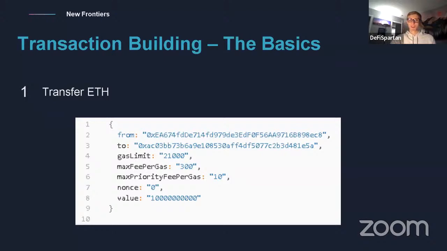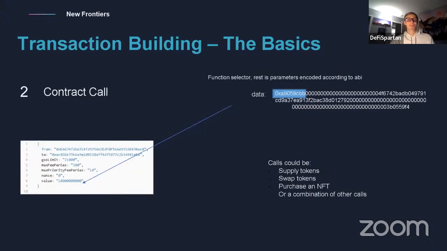It looks just like this. It's basically a to address, a from address, the value you're sending, and then information about the gas. And this is all the logic that executes if you want to send ETH to somebody. Where things get more complicated is when you want to actually call a smart contract. This is the second kind of transaction. The difference between this and transferring ETH is that you're specifying a data field.